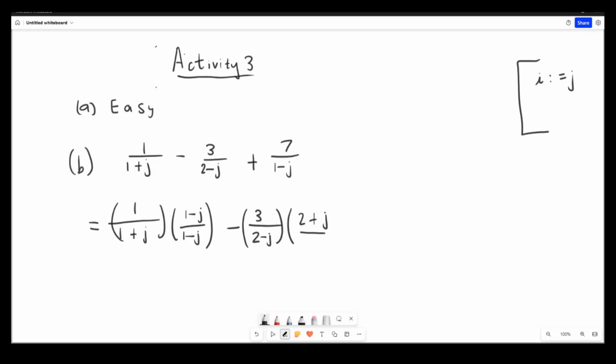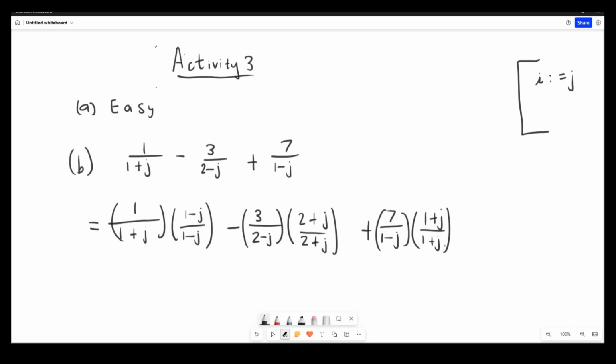Over 2 plus J. Right. Then the last term, the third term there, 7 over 1 minus J. I will multiply it by the conjugate on top and at the bottom: 1 plus J and 1 plus J.